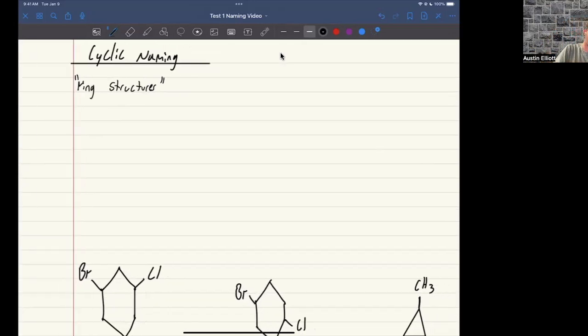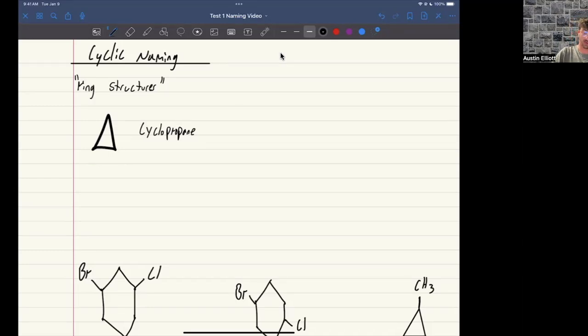Just to start off, we have right here a rough triangle, pretty small. This would be a 3-carbon structure, but since it's in a closed ring, we're going to add cyclo, and then the same ending, propane. One thing that's different is that when it's a fully closed circle or structure of any kind, you're going to add the word cyclo.